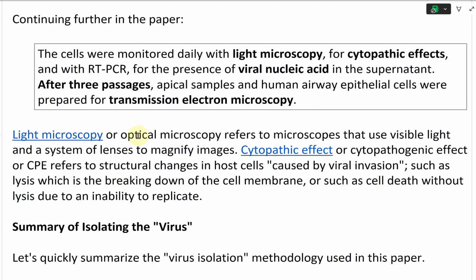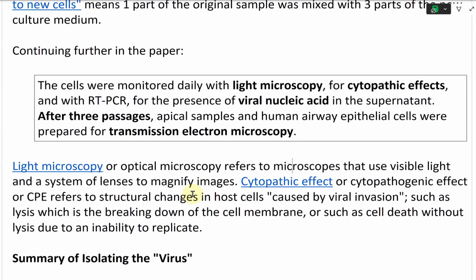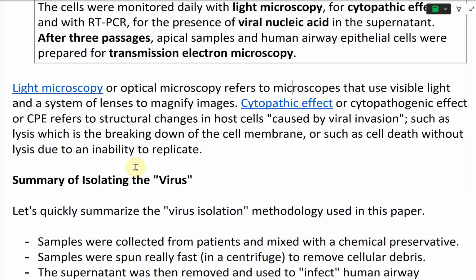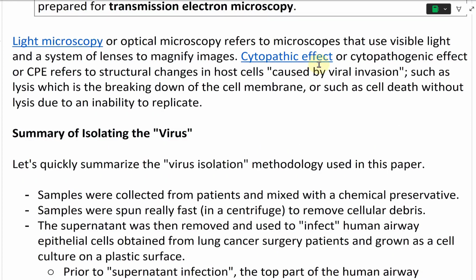All right. Then light microscopy or optical microscopy refers to microscopes that use visible light in a system of lenses to magnify images. And cytopathic effect or cytopathogenic effect or CPE refers to structural changes in host cells, quote, caused by viral infection, such as lysis, which is the breaking down of the cell membrane, or such as cell death without lysis due to an inability to replicate. Interesting. So basically cell death or cell breakdown and so on, cell membrane breakdown. And the assumption is it's from a virus.